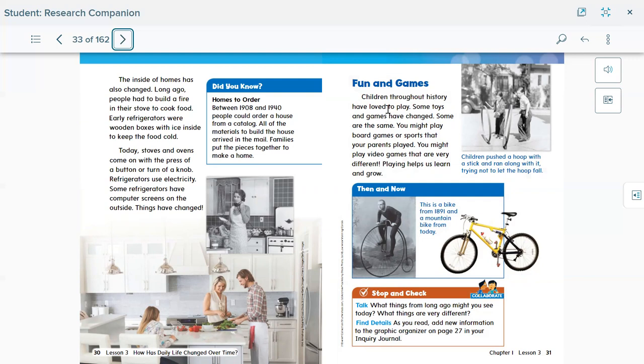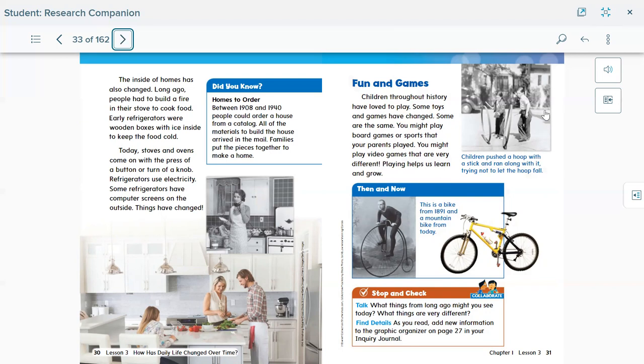Fun and games. Children throughout history have loved to play. Some toys and games have changed. Some are the same. You might play board games or sports that your parents played. You might play video games that are very different. Playing helps us learn and grow.